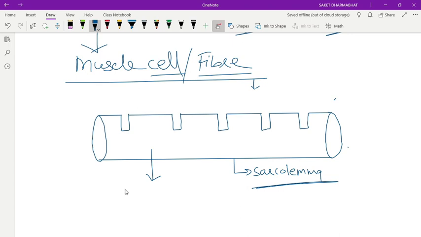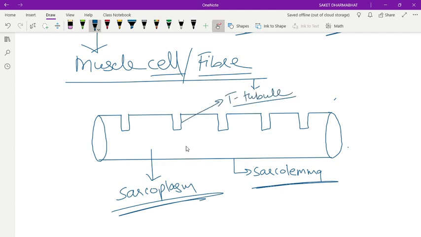Now here you are seeing the sarcolemma is invaginating inside into the sarcoplasm and forming a T-like structure. Here a T-like structure is forming. That's why this is called the T-tubule.